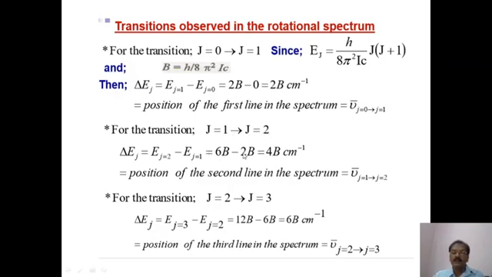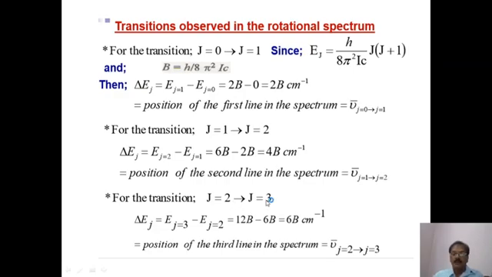When J is equal to 1, the energy is 2B, and the difference is 4B centimeter inverse. This is the position of the second line in the spectrum, for J equal to 1 to J equal to 2. And for the third line, J is equal to 2 to J is equal to 3.